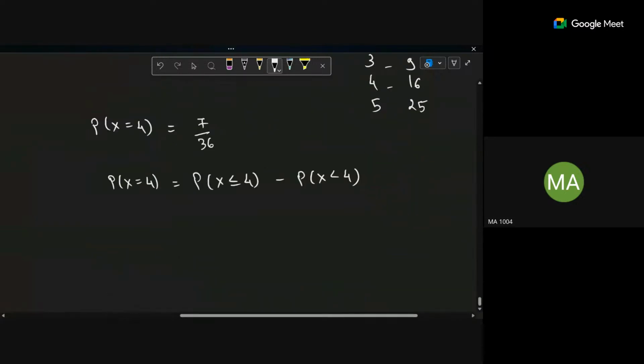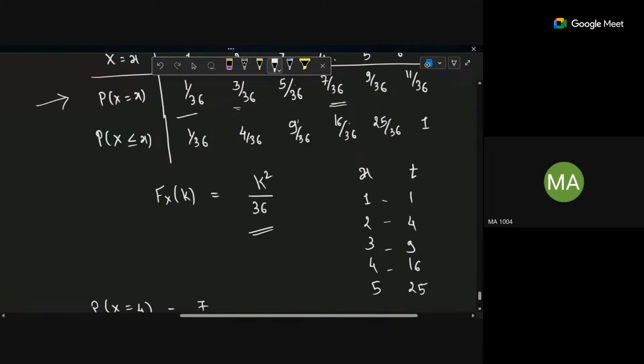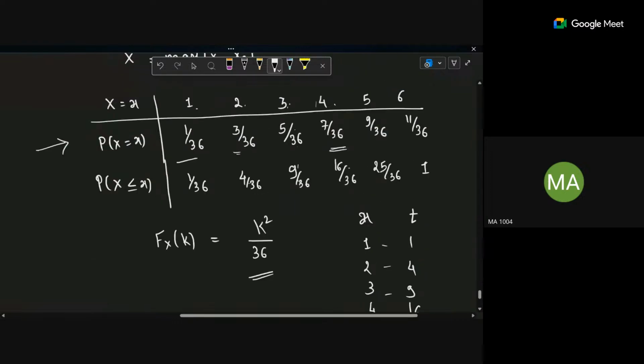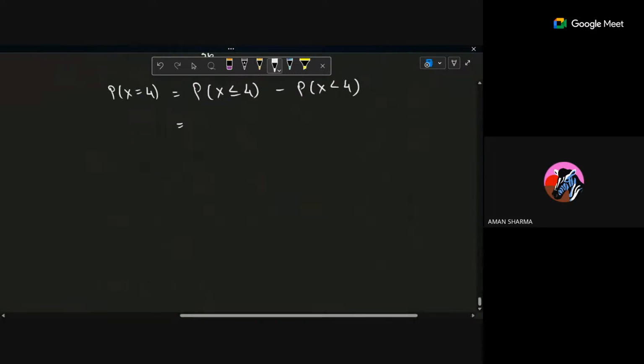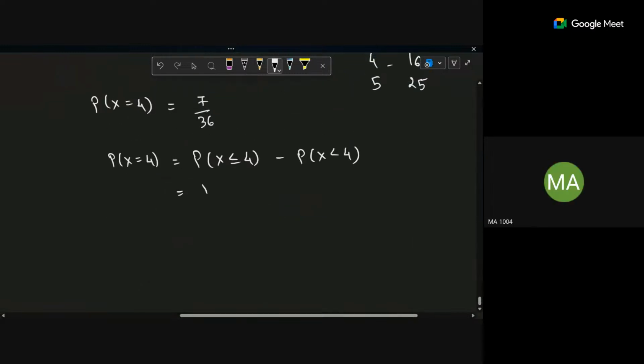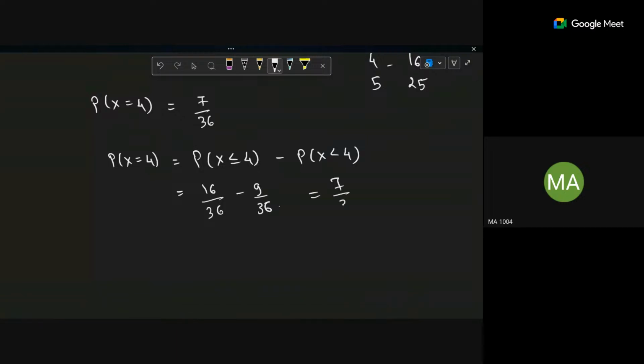So probability at x is equal to 4 by using CDF only. What are the values then? Probability x less or equal to 4 minus probability x less than 4. Probability x less or equal to 4 is 16 by 36, and x less than 4 is 9 by 36. Okay, very good. 16 by 36 minus 9 by 36, this is again 7 by 36. Okay.